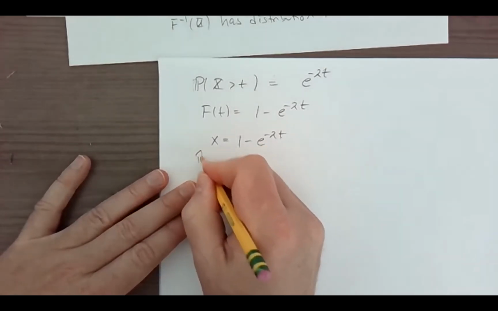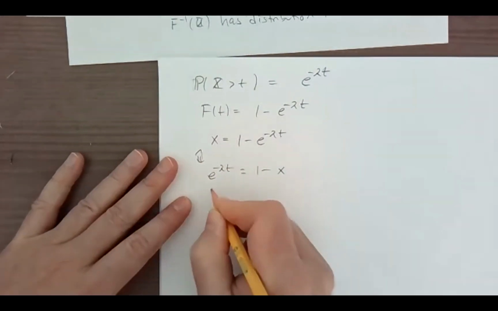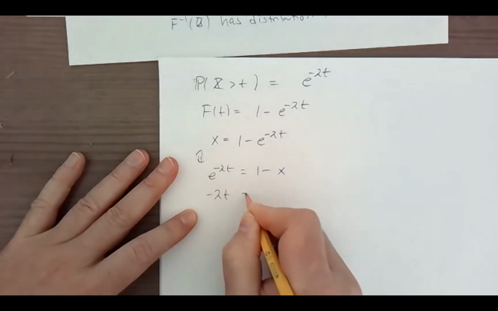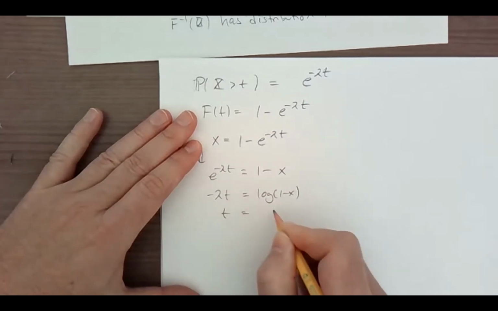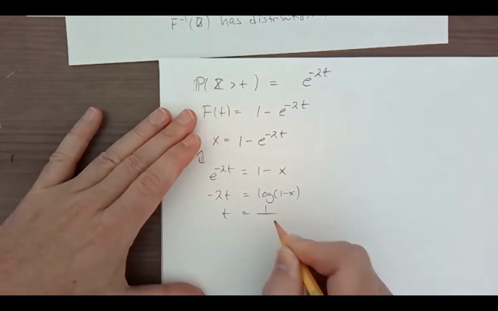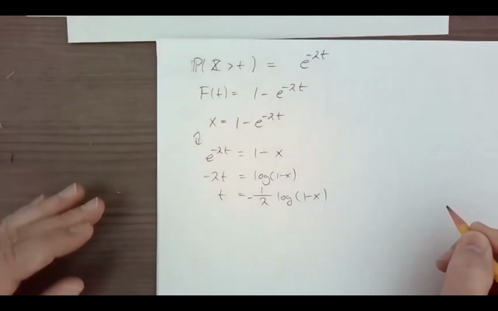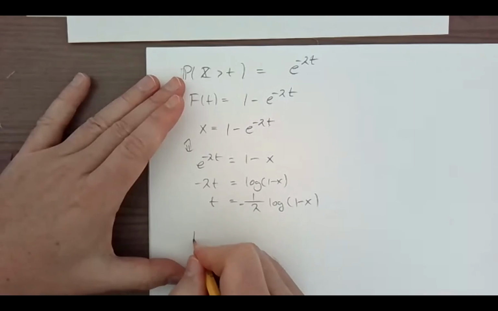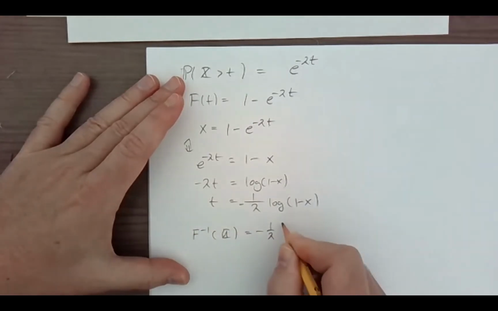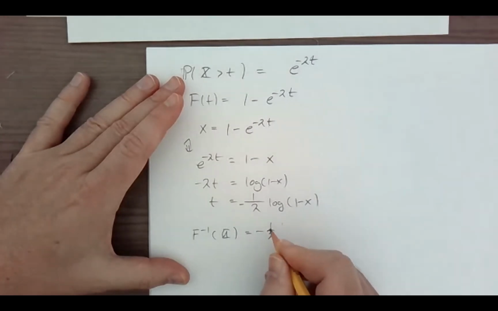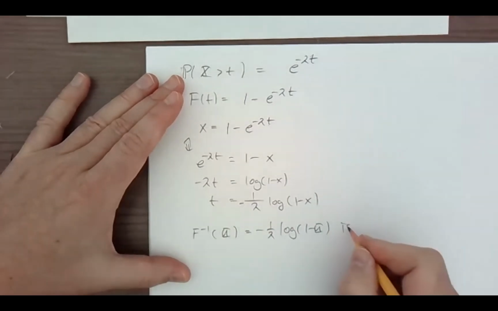So I'll get e to the minus lambda t is equal to 1 minus x. Then I'll do log on both sides. So this is lambda t is equal to log of 1 minus x. I get that t is equal to 1 over lambda log of 1 minus x. So I get here that F inverse of u, which is equal to minus 1 over lambda log of 1 minus u, is exponential.